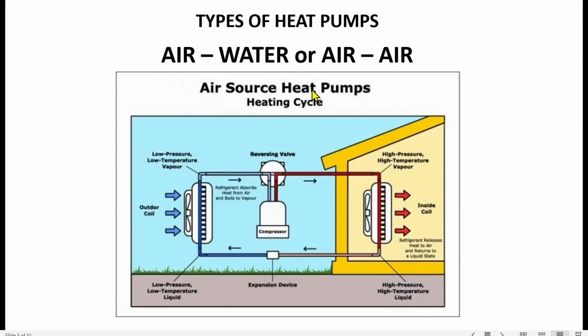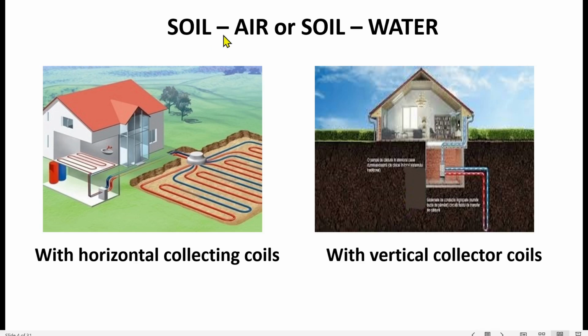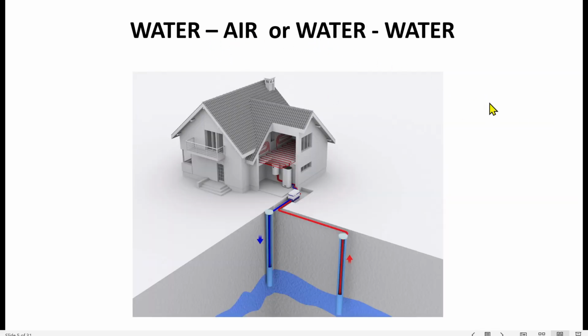There are many types of heat pumps. The left side represents the extraction medium and the right side represents the transfer medium. So they are air-air, air-water, soil-air or soil-water, water-air or water-water. In reality, there are many other types, but these are the most representative.